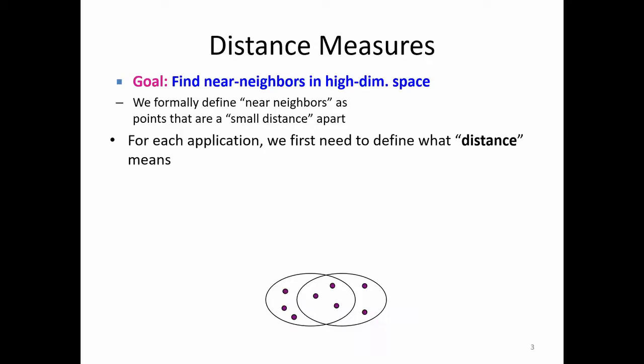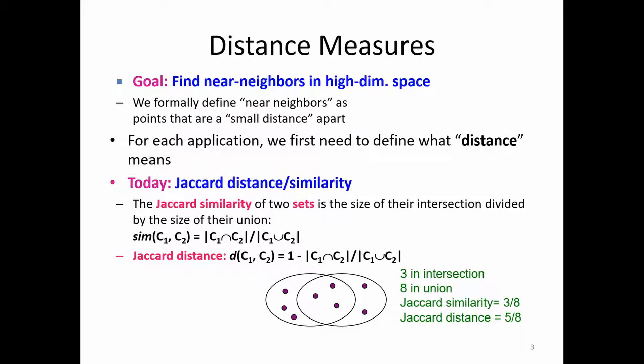In this lecture, we are going to discuss the problem of finding similar items. So now, the goal in this case is to find near neighbors in high dimensional space. Now, what are near neighbors? We define near neighbors as points in high dimensional space which are a small distance apart. We will see a more formal definition later.